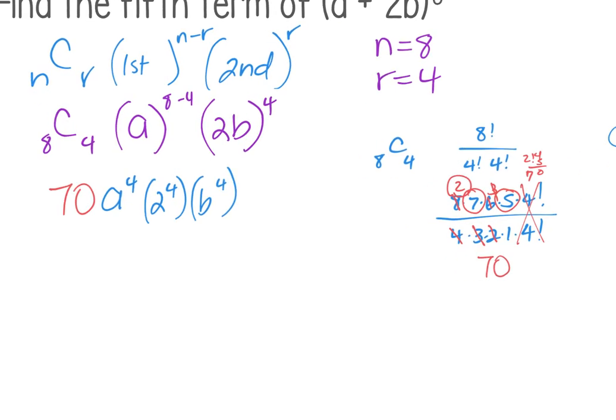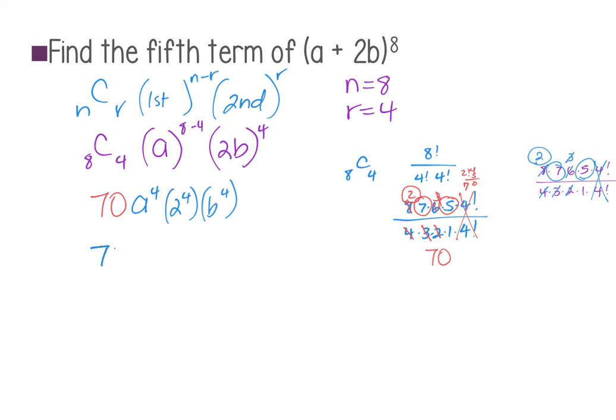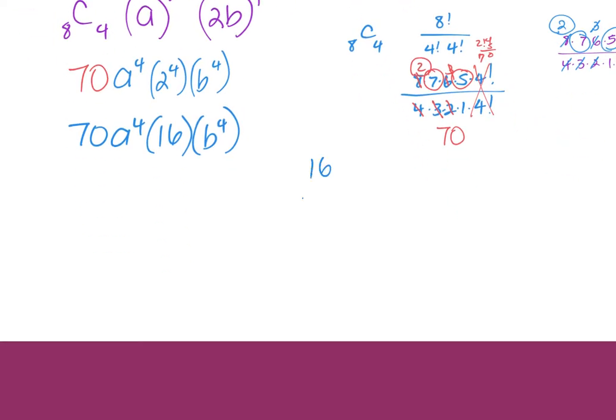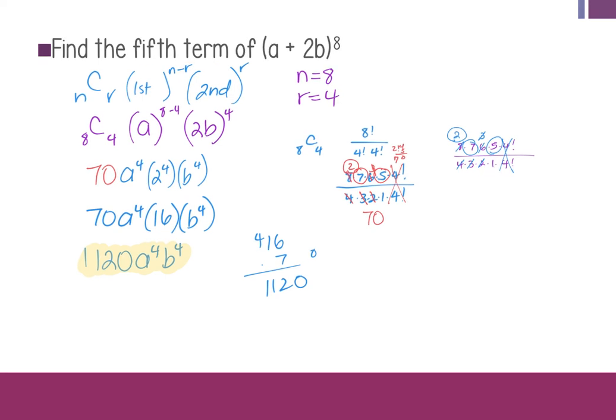So 2 times 2 times 2 times 2 is 16. And then I have to do 16 times 70. And I get 1,120 A to the 4th B to the 4th. When you're writing out your terms, your variables should go in the order that they originally were. So like the A is the first term, the B is the second term. They're usually in alphabetical order. But you always want the number to be at the front.